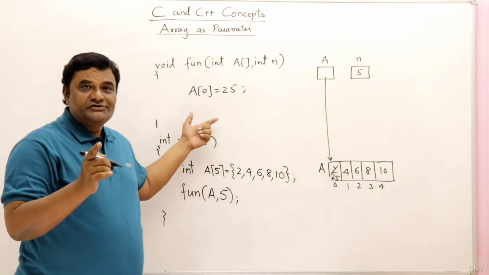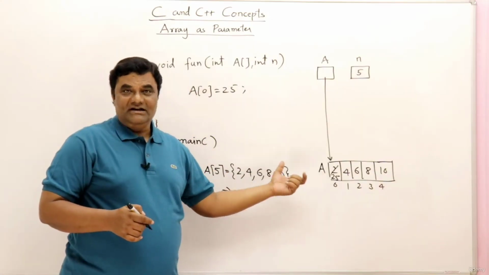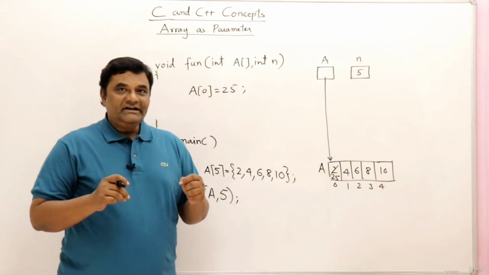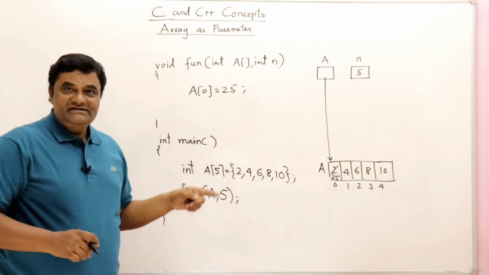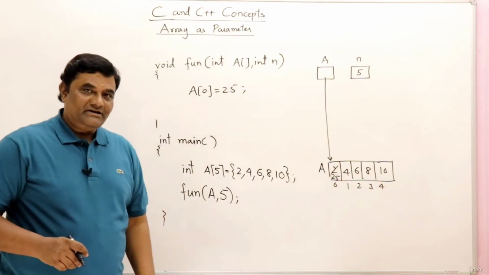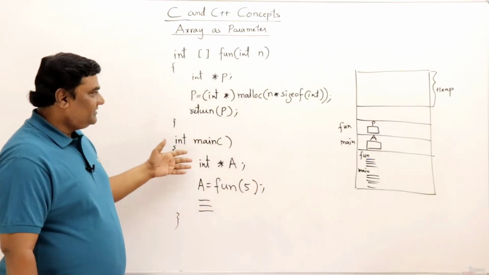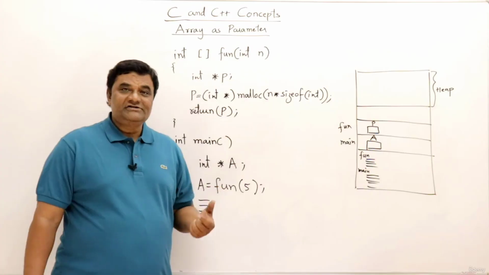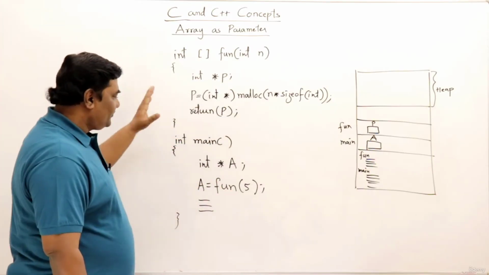So this is sufficient to show you that even a function can modify the actual parameter. Now one more thing I will show you, returning an array as a parameter. So I will remove this and change the function, then I will discuss it. Here I have an example showing how a function can return an array. So let us look at this code.